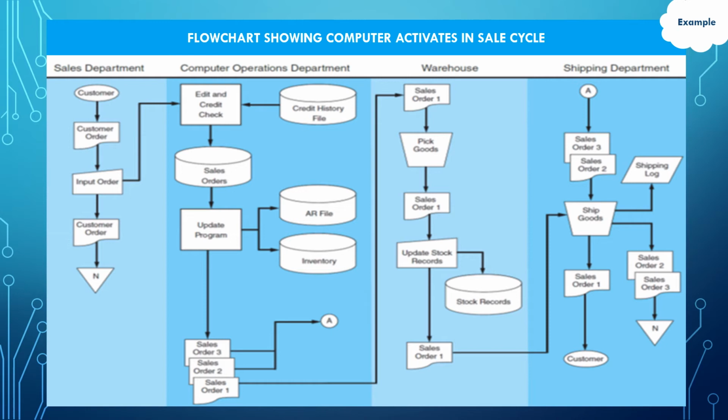In this example, they still use a manual process of shipping and picking the goods. So you can see only the stock records are updated in digital form. But in some companies, they may have a highly computerized environment system.